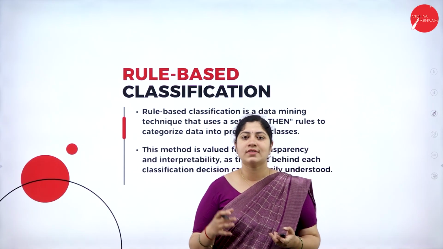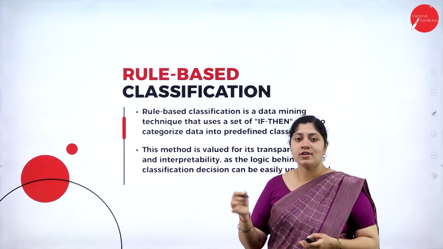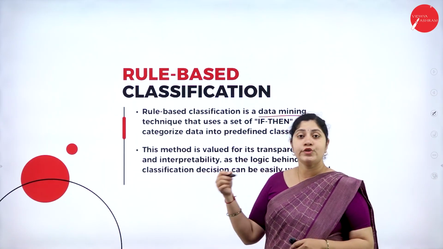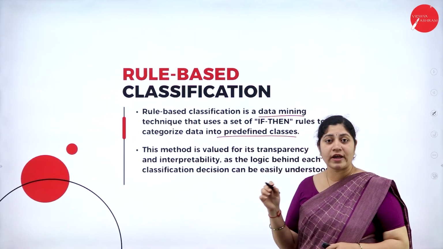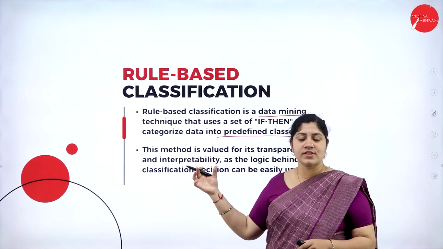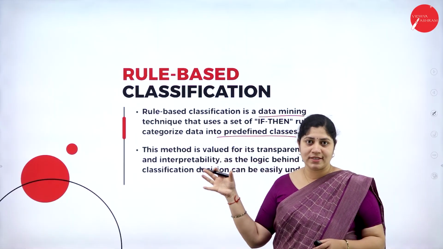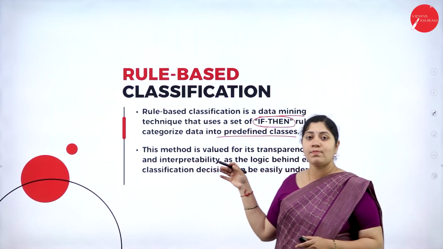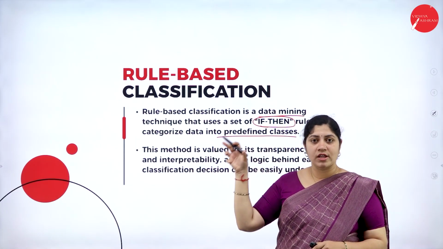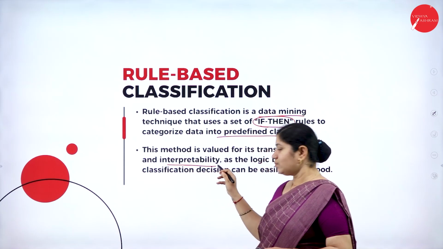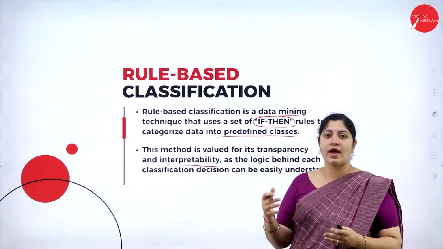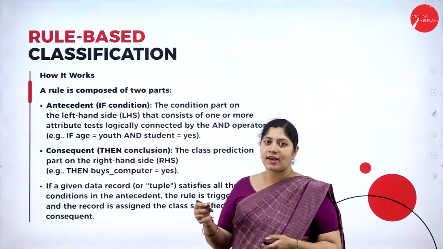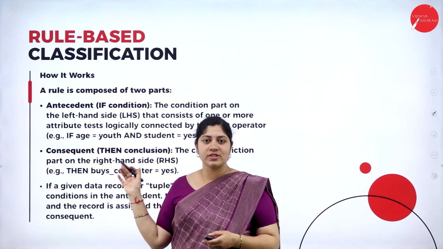Now let's move forward with rule-based classification. Here, rule-based classification is a data mining technique which is utilized to categorize the data into predefined classes, and in order to categorize it, we will be utilizing if-then cases. What do we use? We will be using if-then cases, and this method is valued for its transparency as well as interpretability, as the logic behind each classification decision is easily understood. Let's go forward and understand how exactly this rule-based classification works.